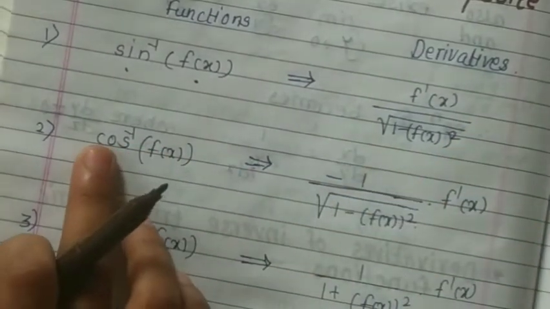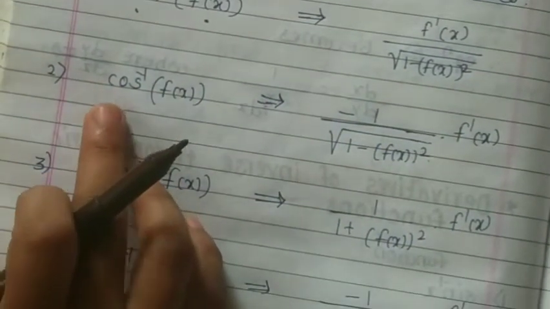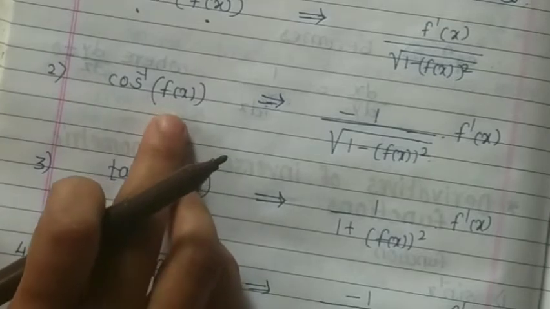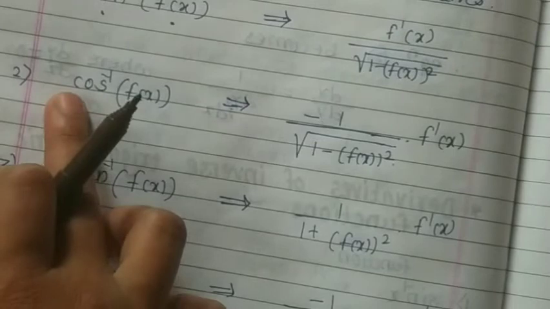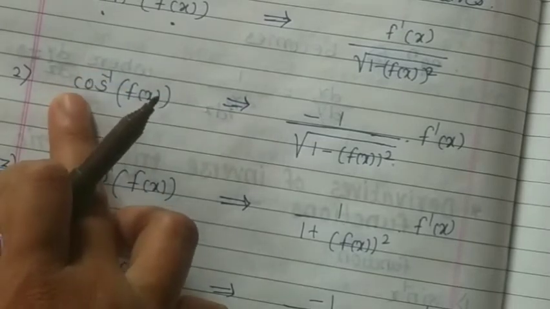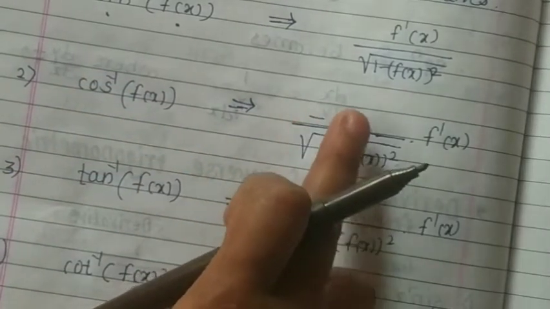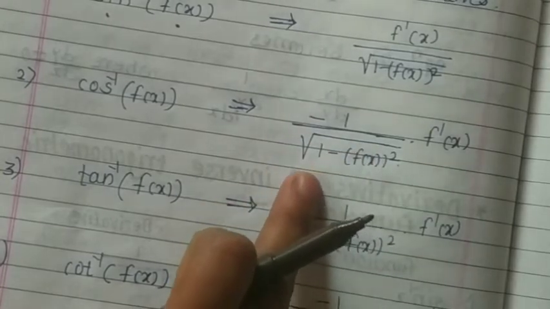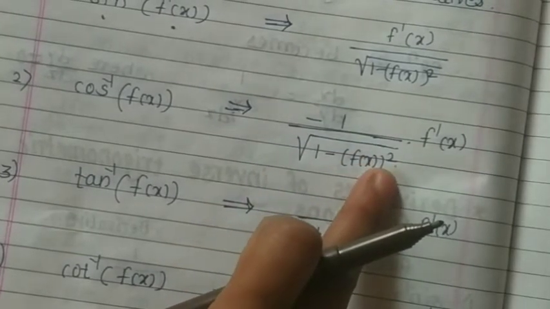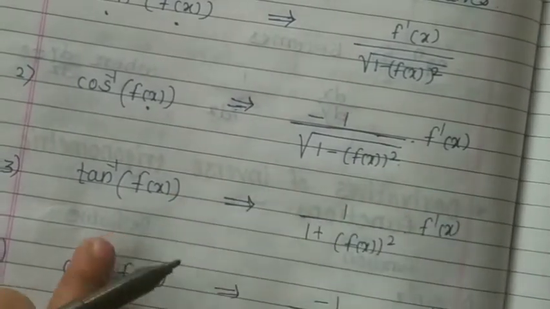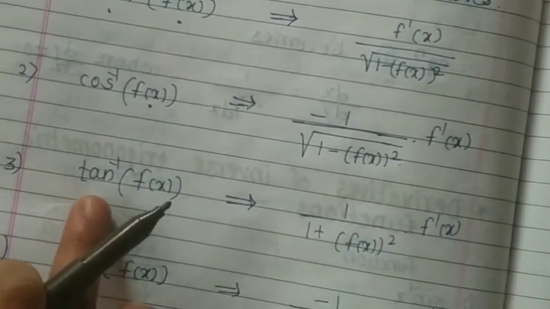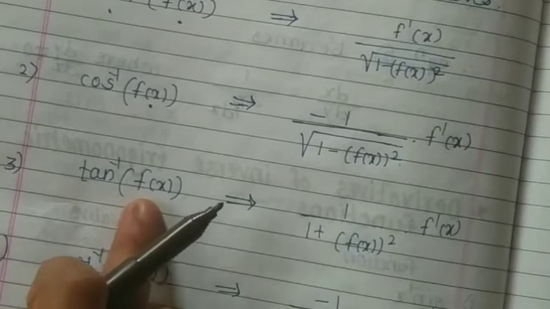Similarly, derivative of cos inverse of f of x is minus 1 upon, derivative of cos. Here c is present, therefore its derivative is minus 1 upon root of 1 minus f of x square into derivative of f of x, which is f dash of x. Similarly, derivative of tan inverse of f of x.